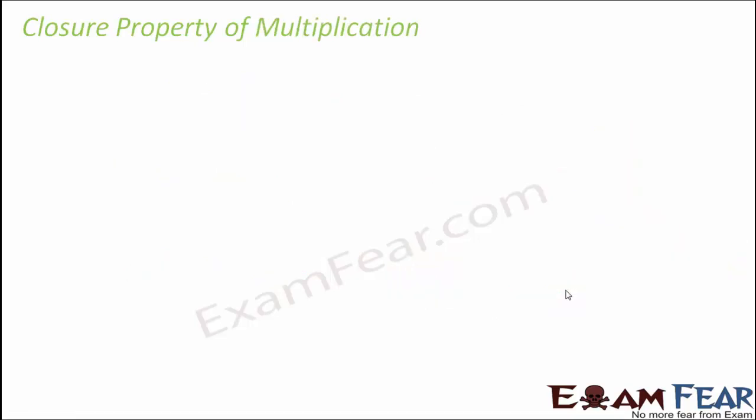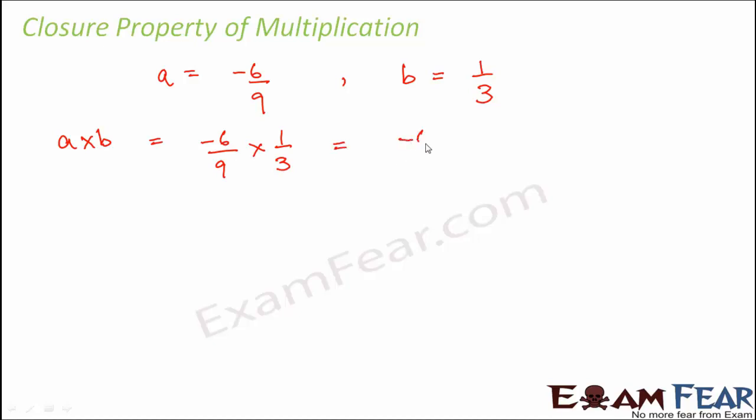Now let's look at the closure property of multiplication. So here again let us consider one rational number a as minus 6 by 9 and another rational number b as 1 by 3. So what would be a into b? So this would be minus 6 by 9 into 1 by 3. So this would come out to be minus 6 by 27. So when you look at it, minus 6 by 27, this is again a rational number.